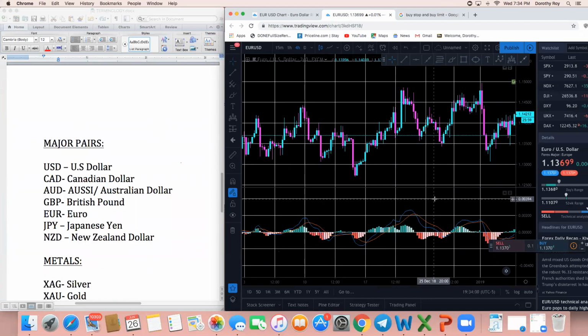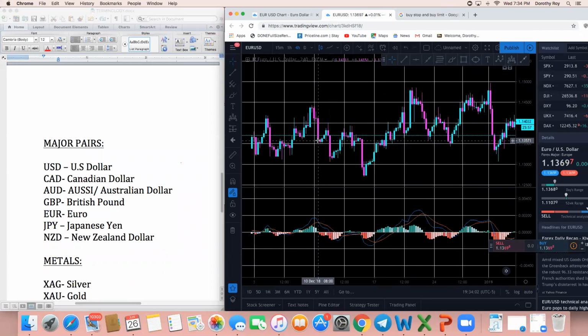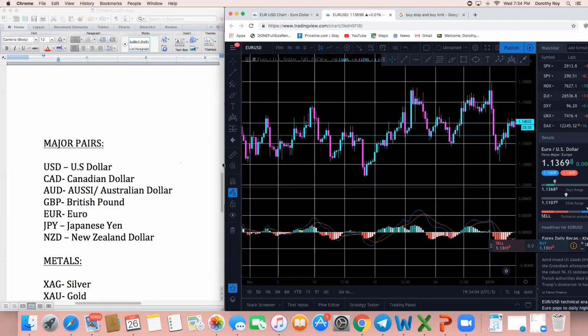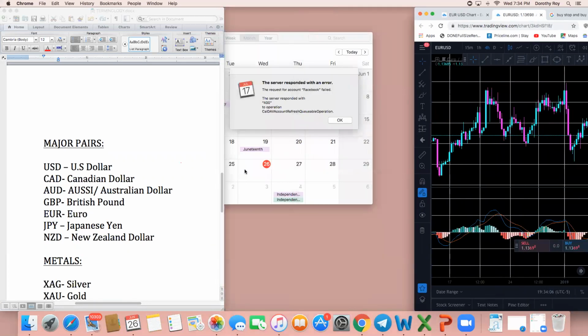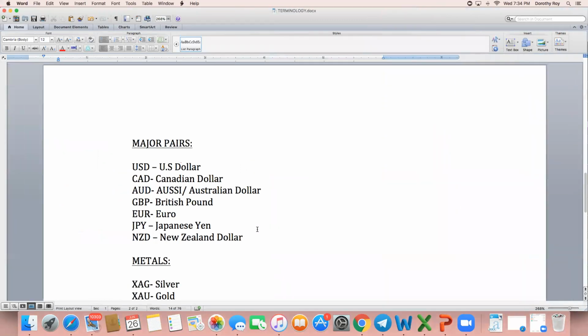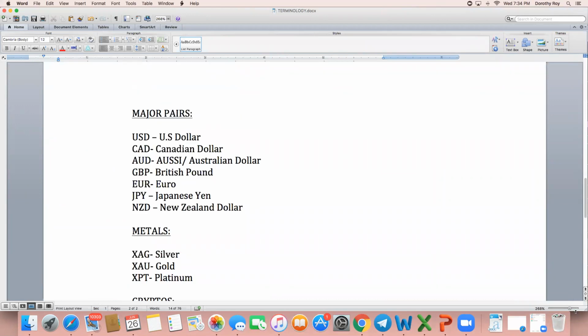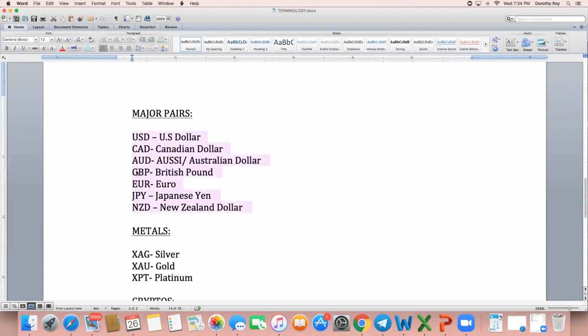So for this, I don't really have to do any more demonstrating. We're just going to go ahead and talk about it a little more in depth. So we are talking about major pairs, okay? There are several different pairs in the whole entire world that make up the market. These right here are the most major pairs within the whole world.